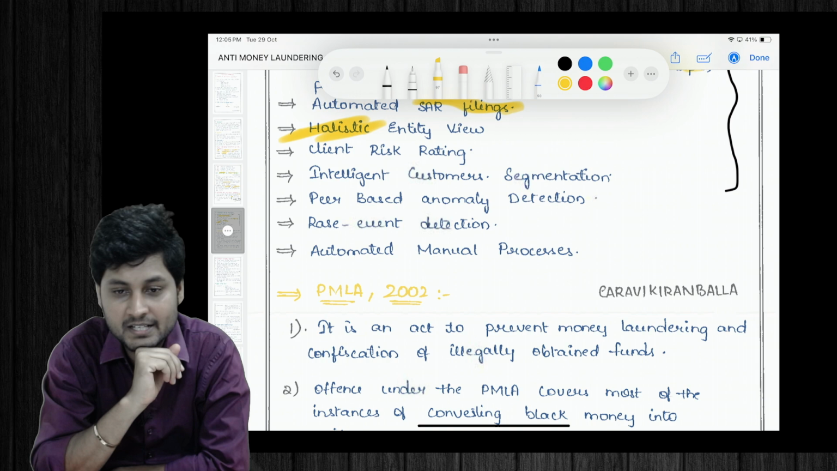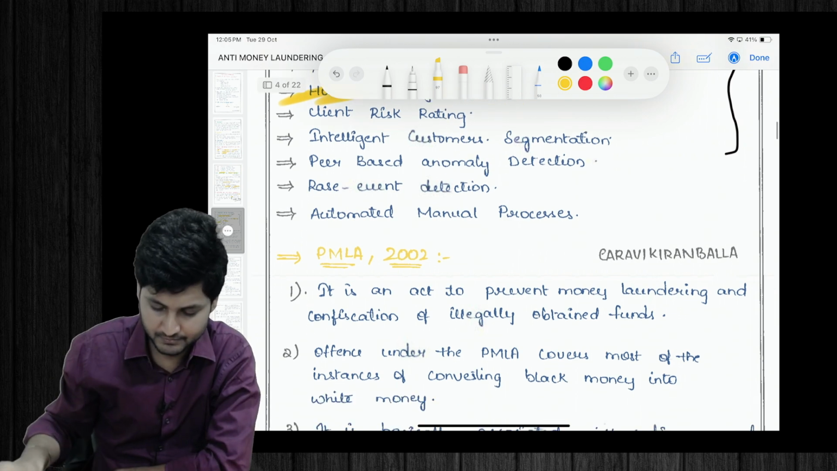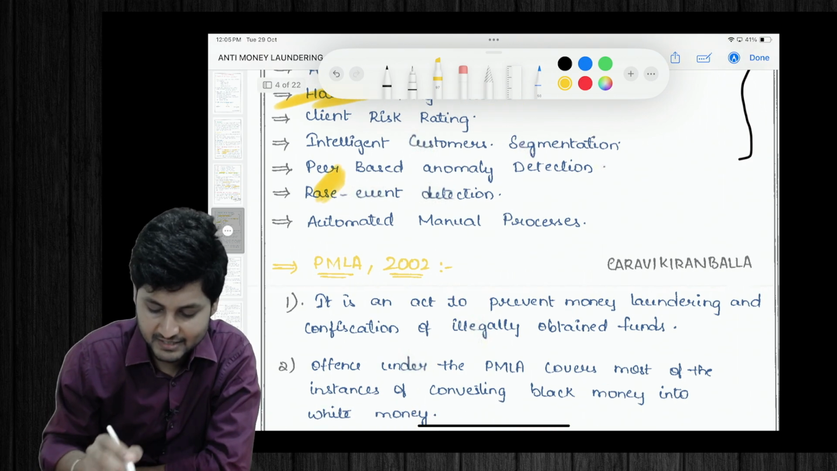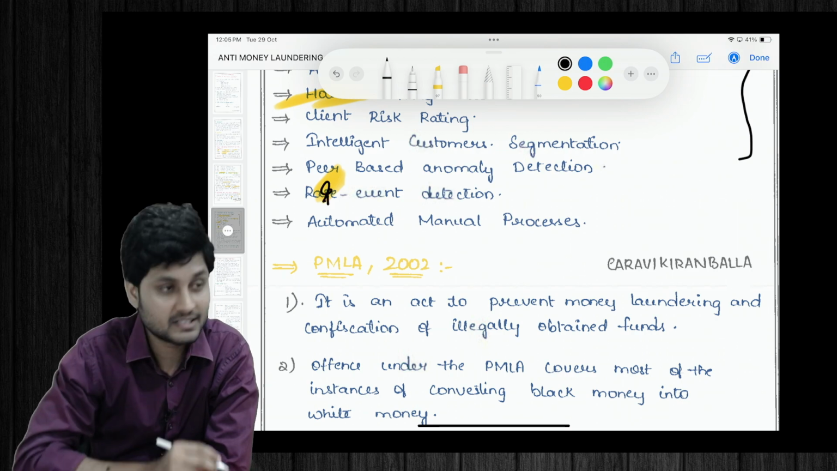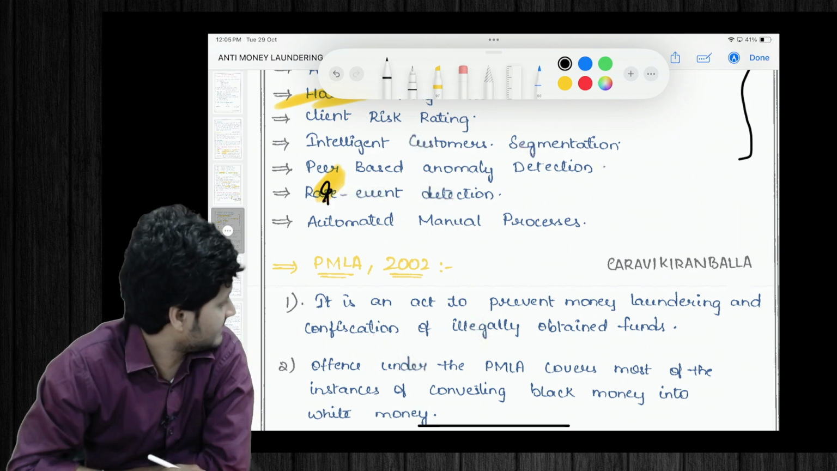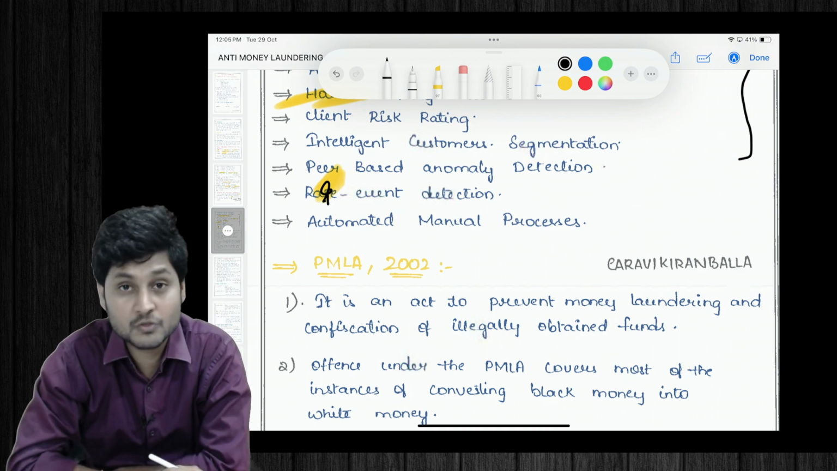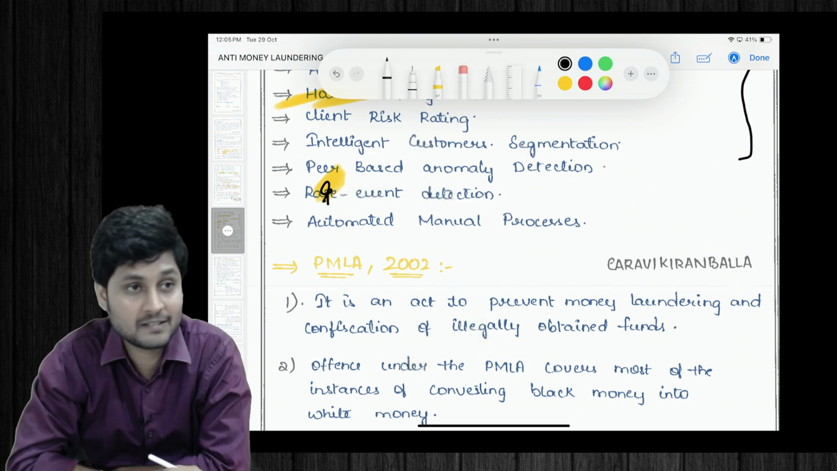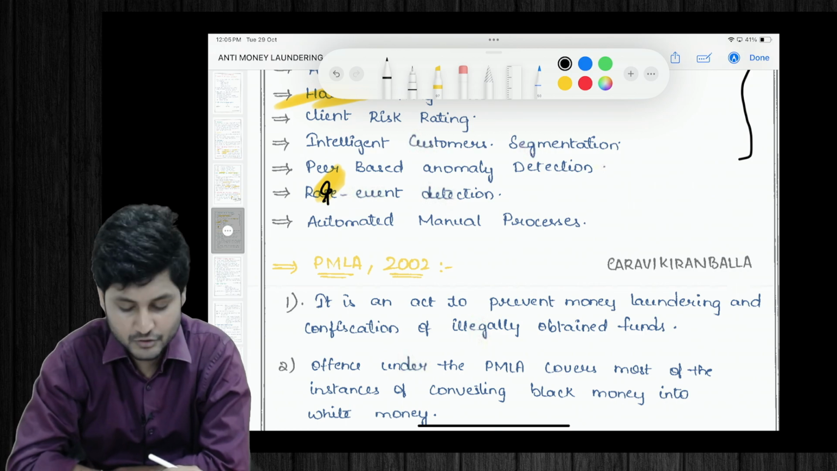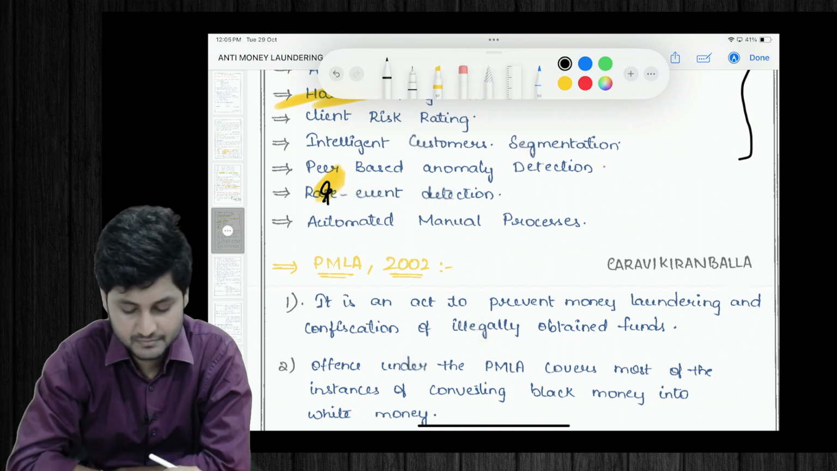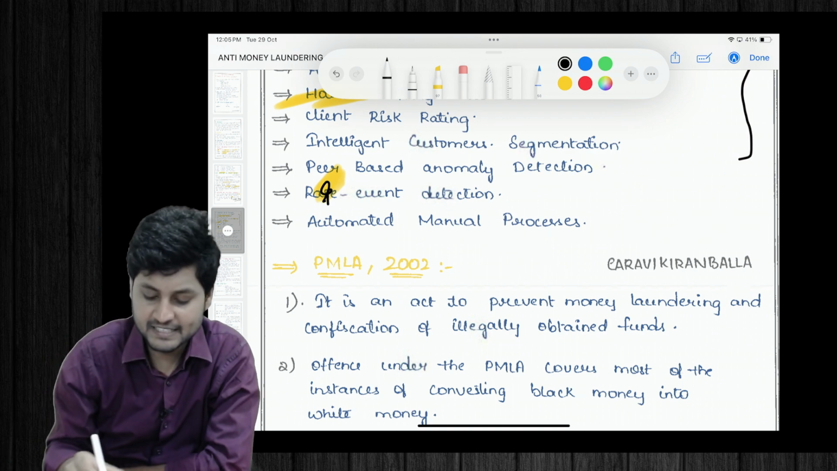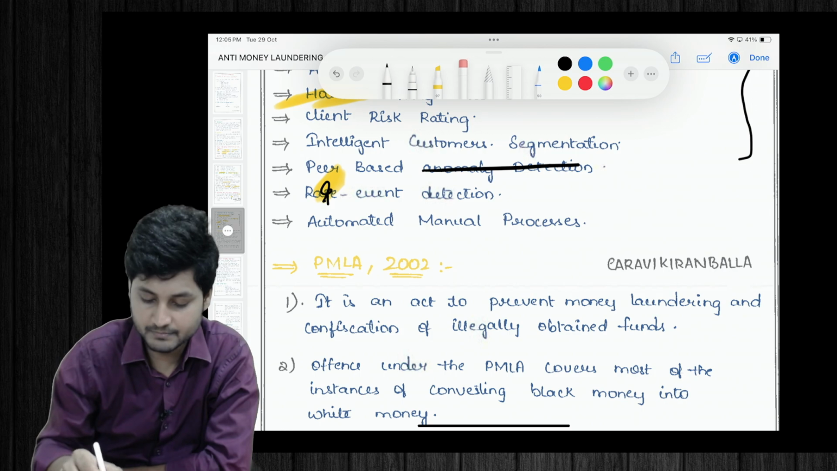This is rare event detection. Rare event. So it is not a regular activity. It's not a regular activity. So those kinds of events are to be detected by banks. This is called rare event detection. Okay. Peer-based anomaly detection.